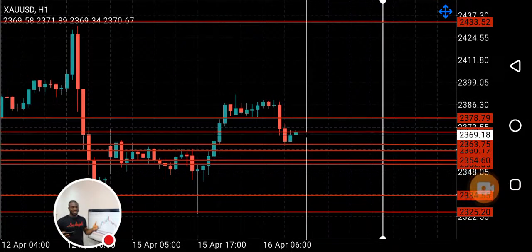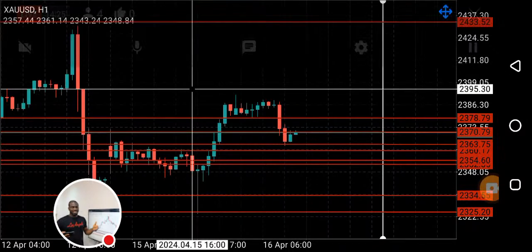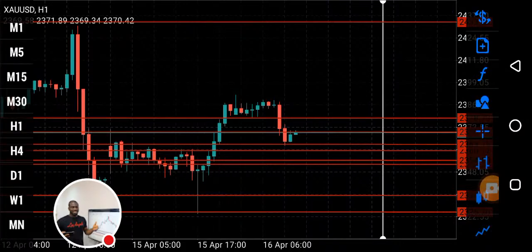Okay, so let's look at one more pair, then we'll end this session. If you have no questions, any question? So let's look at one of the JPY pairs. Let's look at USD JPY.